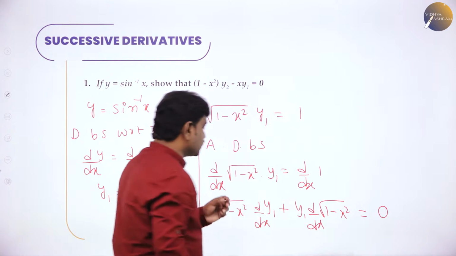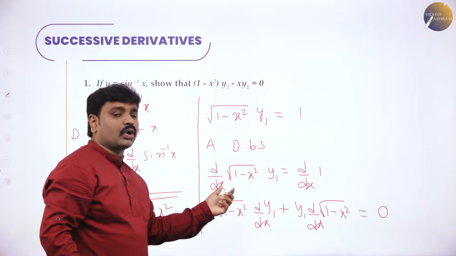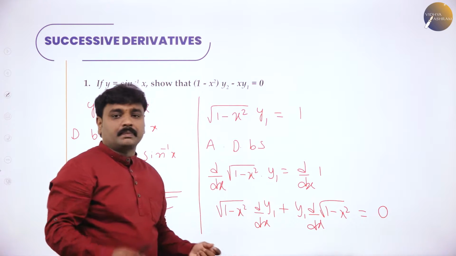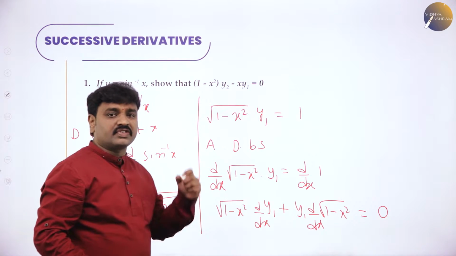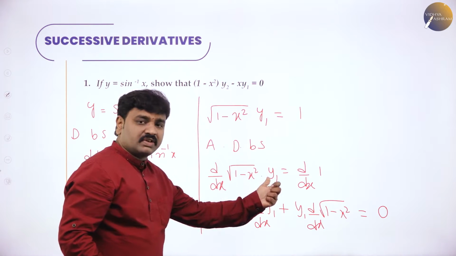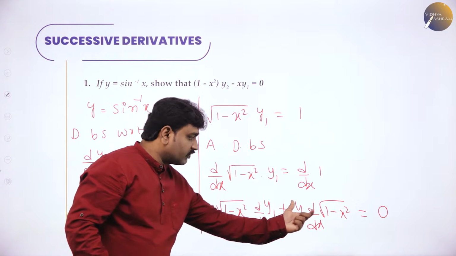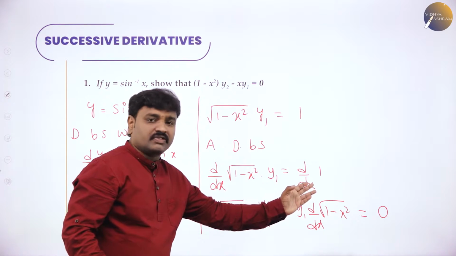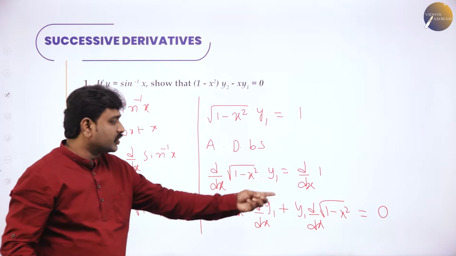is 0. Please observe, in the left hand side I am using the product rule. First into derivative of second plus second into derivative of first. What is the first function here? Root of 1 minus x square. Root of 1 minus x square into d by dx of y1 plus y1 into d by dx of root of 1 minus x square. RHS, d by dx of 1. You know d by dx of 1 is what? 0, because 1 is what?